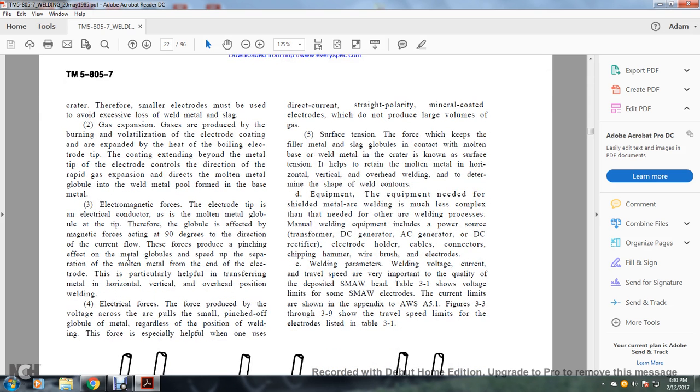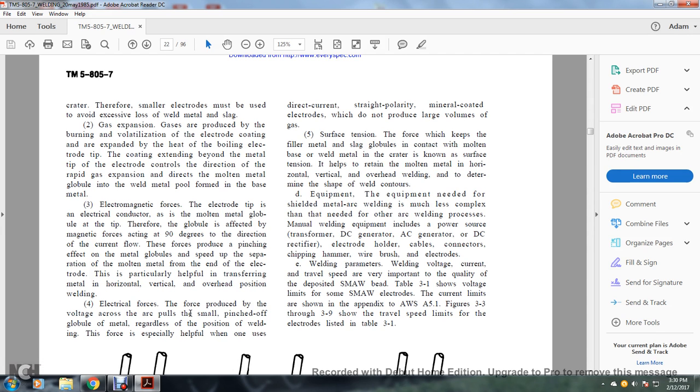The electromagnetic force: the electrode tip is a conductor with the molten metal globule at the tip. The globule is affected by the magnetic force at 90 degrees to the direction of the current flow. This force produces a pinching effect on the metal globules and causes the separation of the molten metal from the end of the electrode. It is particularly helpful for transferring metal in horizontal, vertical, and overhead position welding.